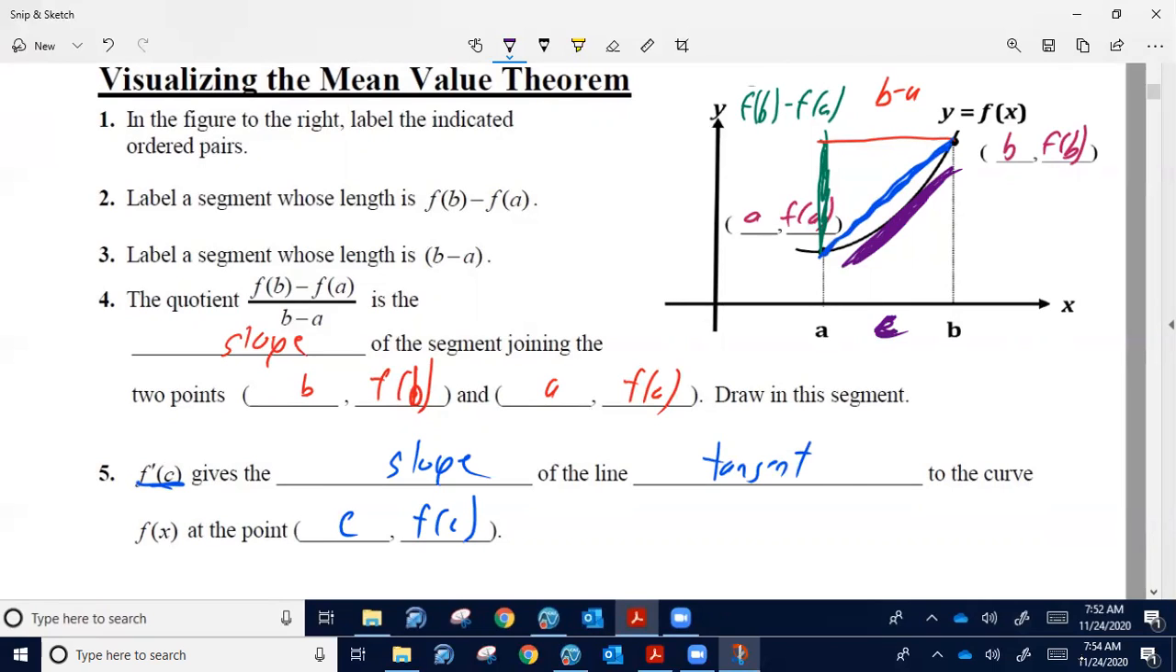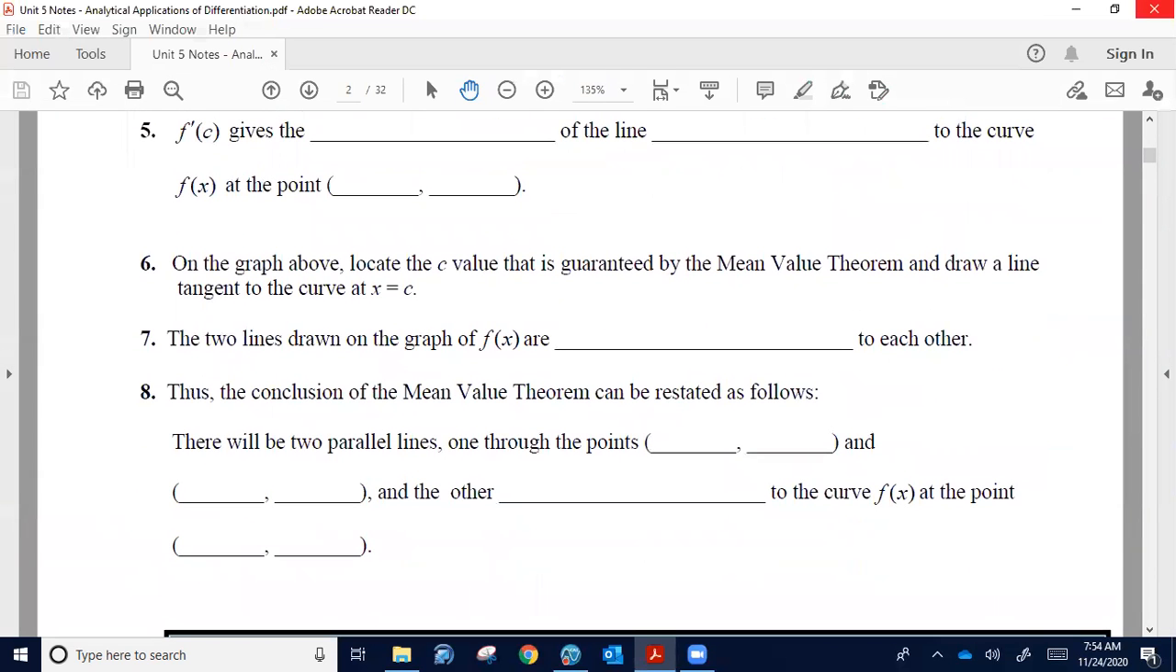So those two lines are parallel to each other. They have the same slope. The derivative value, the tangent line, is the same as the slope value, the secant line. Tangent line has to equal the secant line somewhere. We can see that. So those two lines are parallel.